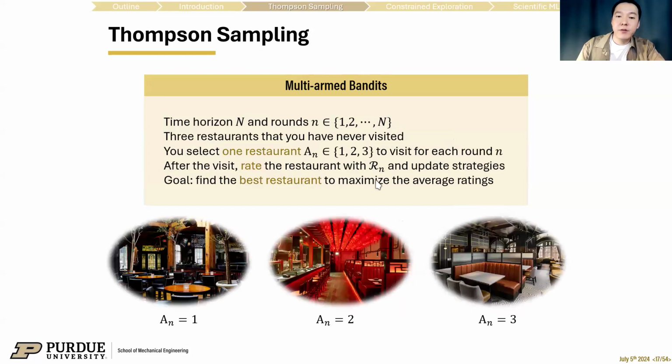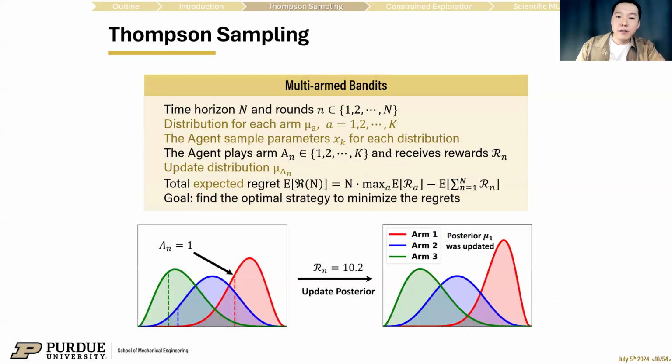So here's an example of the use of multi-arm bandits. Suppose you visit a new city and there are 3 restaurants, and each time you need to select one restaurant to visit. The question is that you do not know the rating of each restaurant, but every time you visit, you rate the restaurant and you update your strategy for your next visit. Your goal is to find the best restaurant to maximize the average rating. Okay, so that is multi-arm bandits in the frequentist setting.